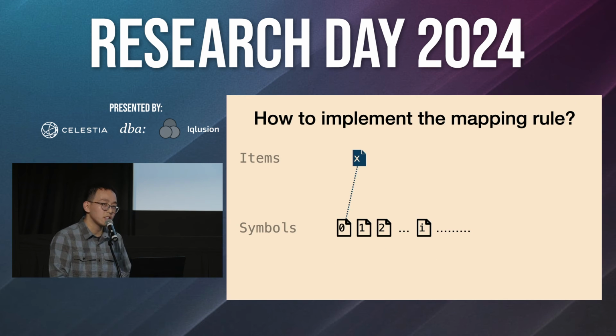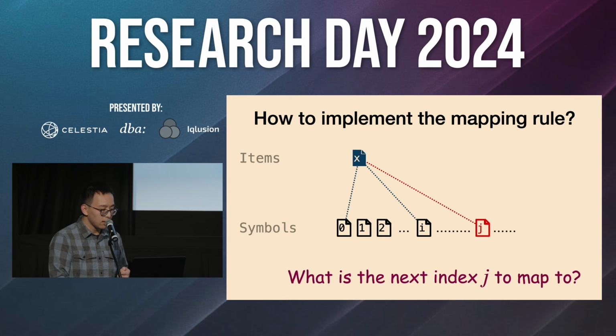Instead, we can consider the equivalent problem. Imagine that X is already mapped to the ith symbol, and now we need to find the next index j that X should be mapped to. In other words, we need to determine the distance between i and j, the two consecutive indexes that X should be mapped to. We call this random variable delta.